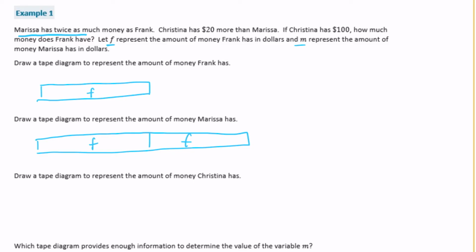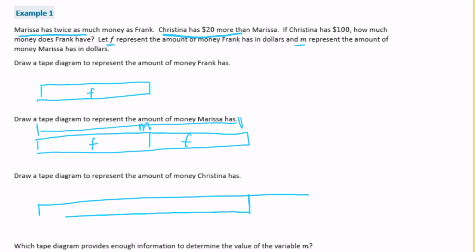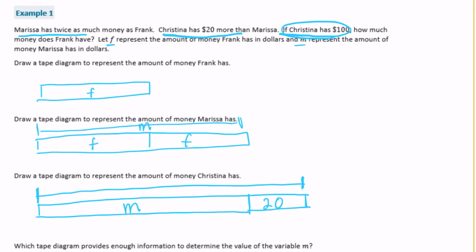So Christina has $20 more than Marissa. So this right here, this total is M, or Marissa. So Christina has $20 more than Marissa. So here's Marissa's, and then she has $20 more. So I'm going to tack an extra $20 at the end of that. And we also know that Christina has $100. So this whole thing equals $100.